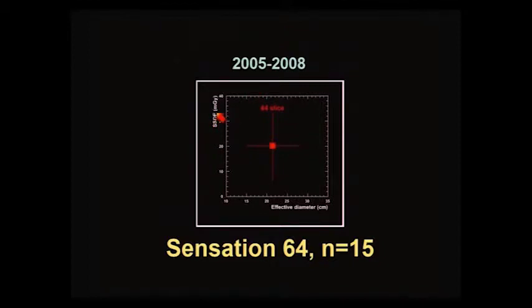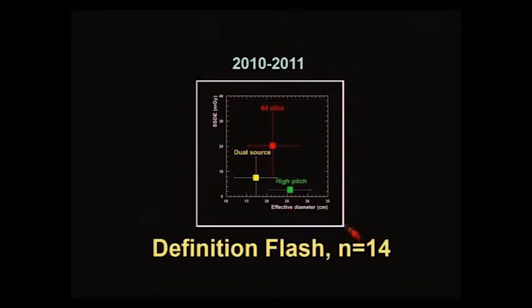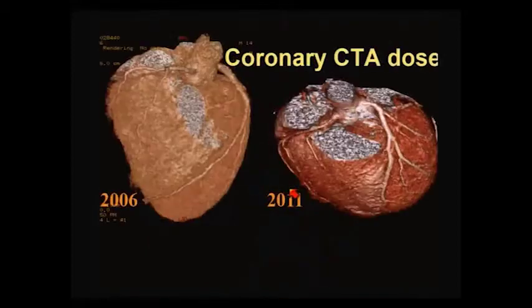The SSDE, the dose of the patient versus the effective diameter for the 64 slice group. The dual source slice group had slightly lower diameters. That may be partially responsible for the lower doses that we recorded. But once we went to the high-pitch flash scan, despite the patient being larger on average, they still had a significantly lower dose and a narrower range of doses as well.